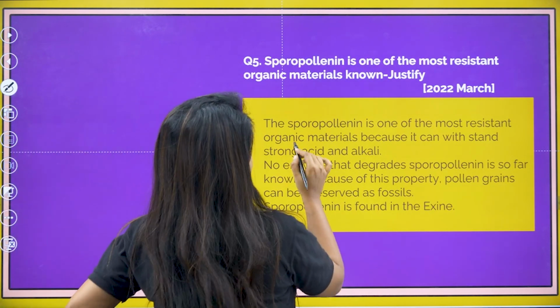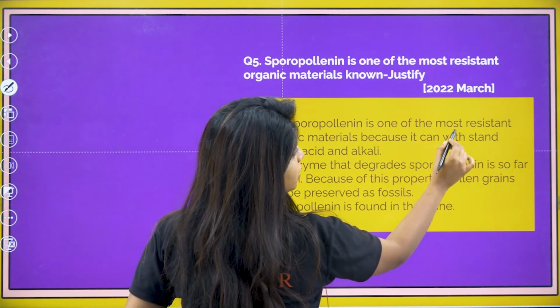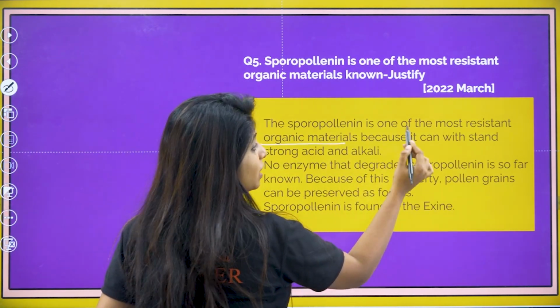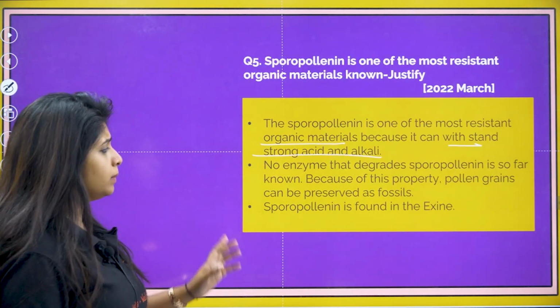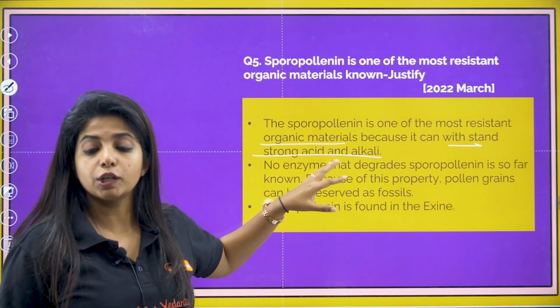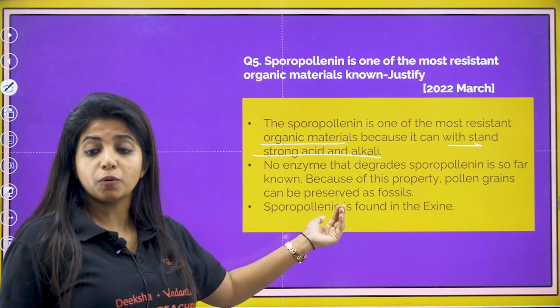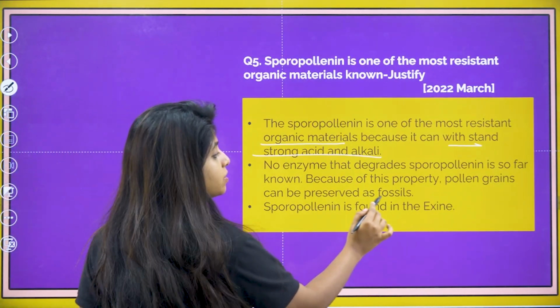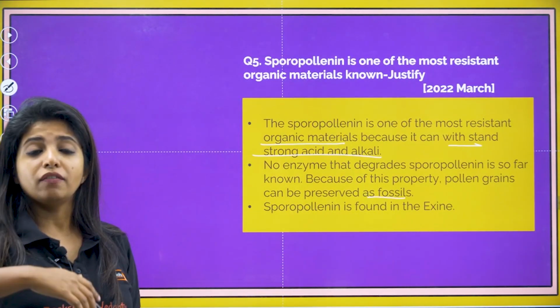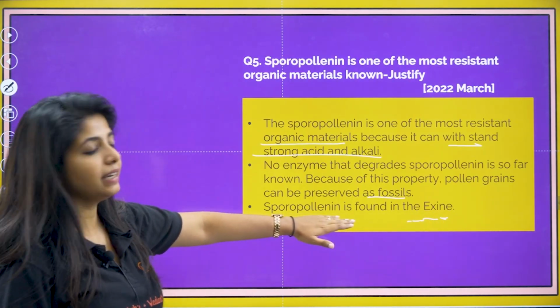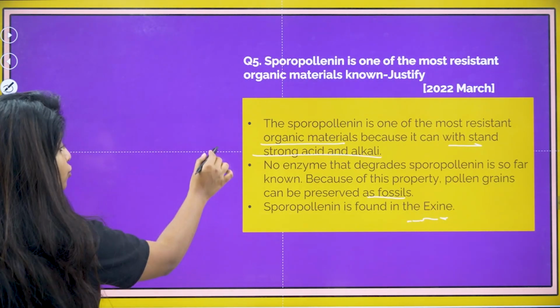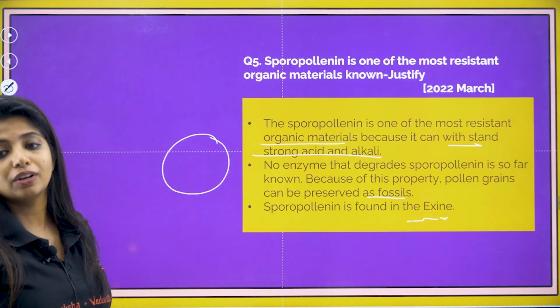So let's see the answer. How do you justify this? Sporopollenin is one of the most resistant organic materials because it can withstand what? Strong acids as well as alkali. Now, no enzyme that degrades sporopollenin is known so far. Because of this property, pollen grains can be preserved as what? Fossils. It can remain for years, my dear children. Sporopollenin is found in the exine layer of the pollen grain. Again, you can show a picture properly. It will be really good.